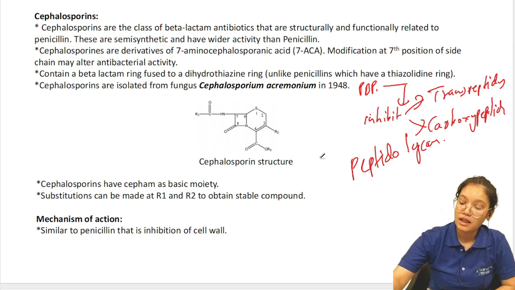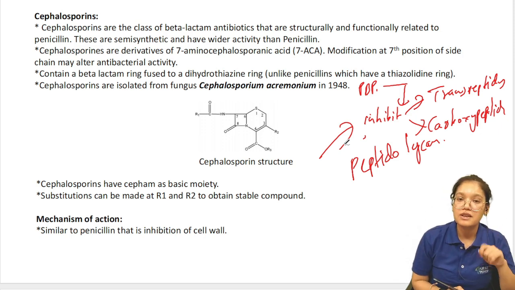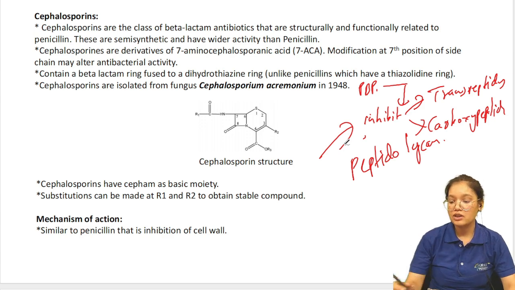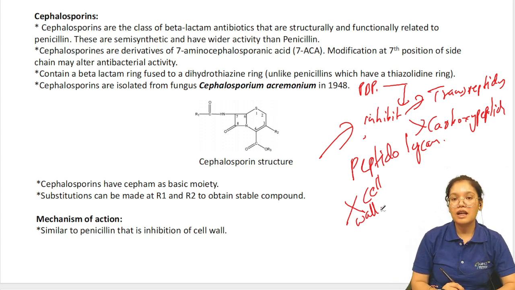As they are inhibited by the cephalosporin, the cross-linking will not happen. As the cross-linking will not happen, the cell wall will also not form. So the bacteria will be without a cell wall, it will not be able to survive and it will get killed.